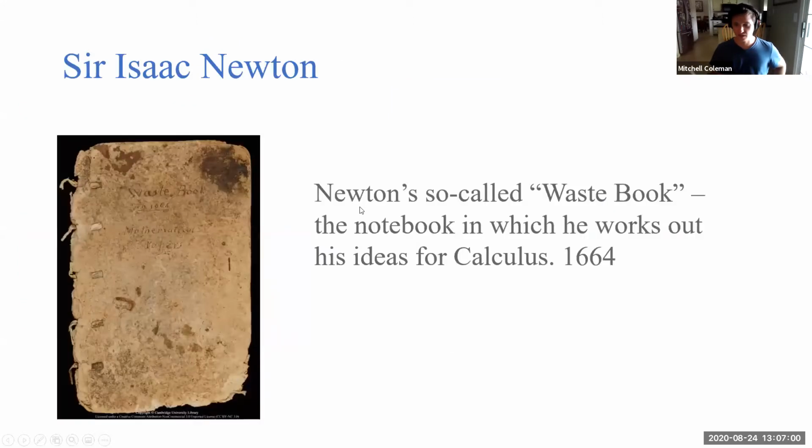Another one, and this is not a biological example, but just to show that scientists throughout time and in different disciplines have used notebooking, was Isaac Newton. He had this so-called waste book, I think that's what he called it, where he would just keep it in his coat pocket. Whenever he had an idea, he would pull out the waste book and note down his ideas. And he kept multiple waste books throughout his life.